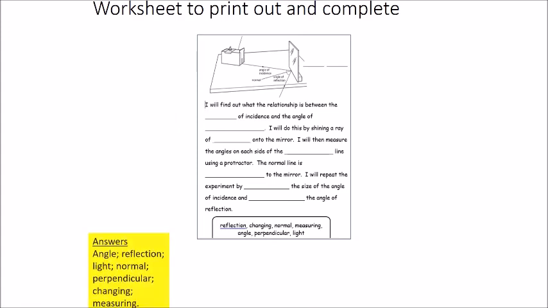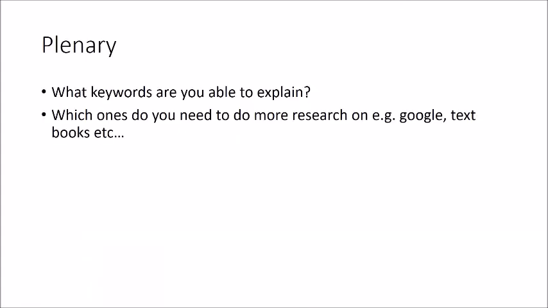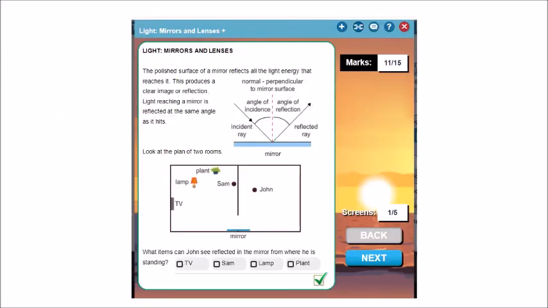Hope you managed to complete that. Go back to the start of the lesson, have a look at the keywords, and then have a go at creating definitions for all those keywords. If you're stuck, have a look at Google or your textbooks, for example. Once you've done that, please log on to Sam Learning and have a go at the activity 2, Light, Mirrors and Lenses Plus. Have a go, see how many marks out of 15 you can get, and then I'll mark that and see how you've gone.